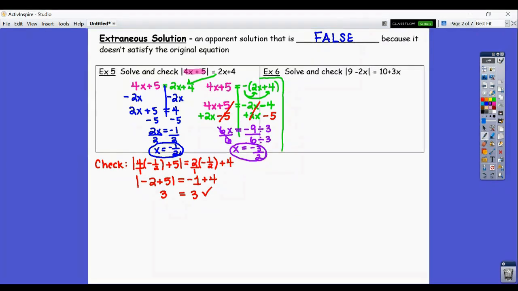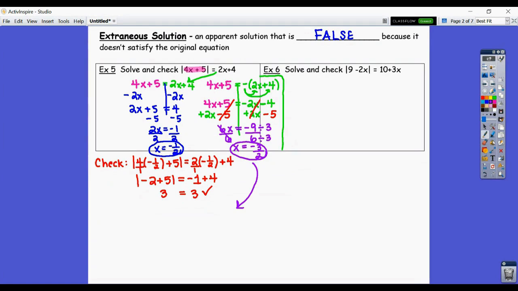or not. But let's go ahead and check. So we are checking that in my original absolute value equation, instead of x, I'm replacing it with the value of x I just got, which is -3/2, for every time I have x in this original equation. Then we go ahead and solve.